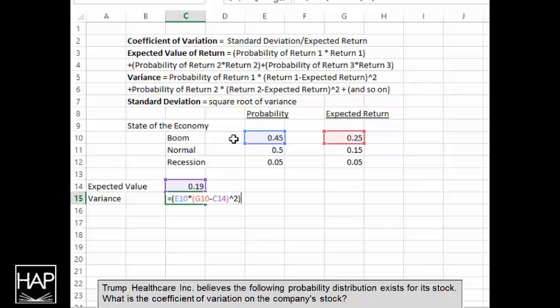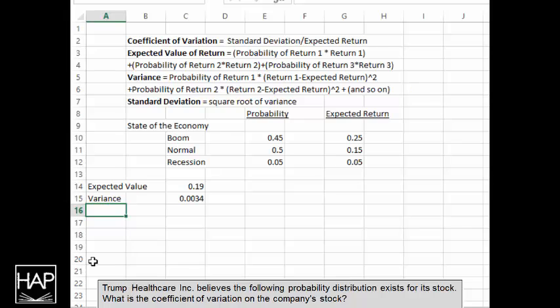So I've got my boom covered here, so I'm going to add the normal economy: the probability of a normal economy, multiplied by the expected return in that normal economy, minus the overall expected return that I calculated here, squared, plus the recession, so the probability of a recession, multiplied by the expected return in the recession, minus the overall expected return that I calculated, to the power of 2. So my overall variance is 0.0034.